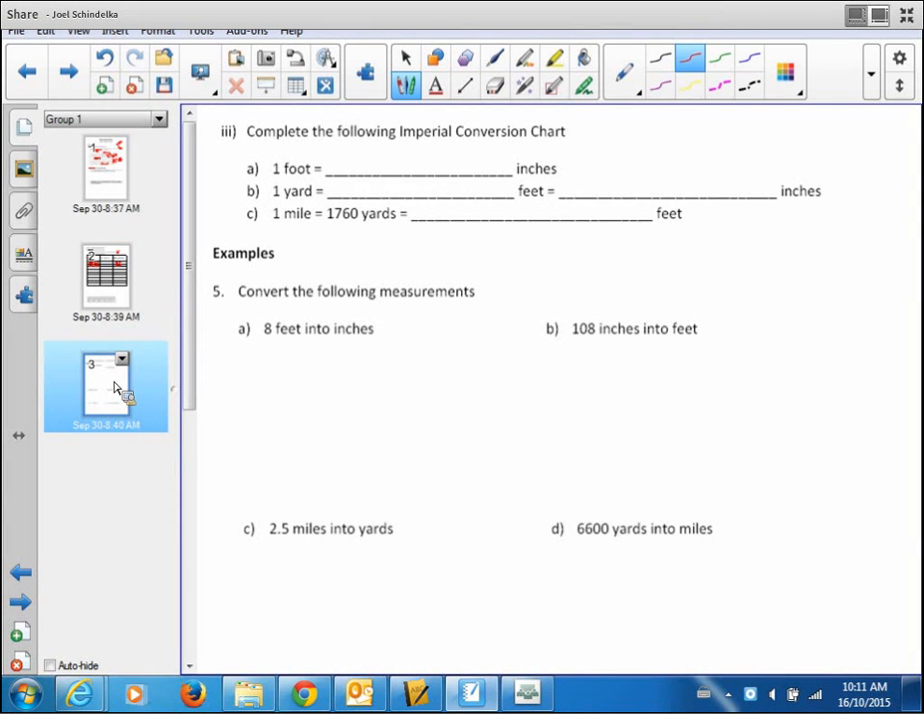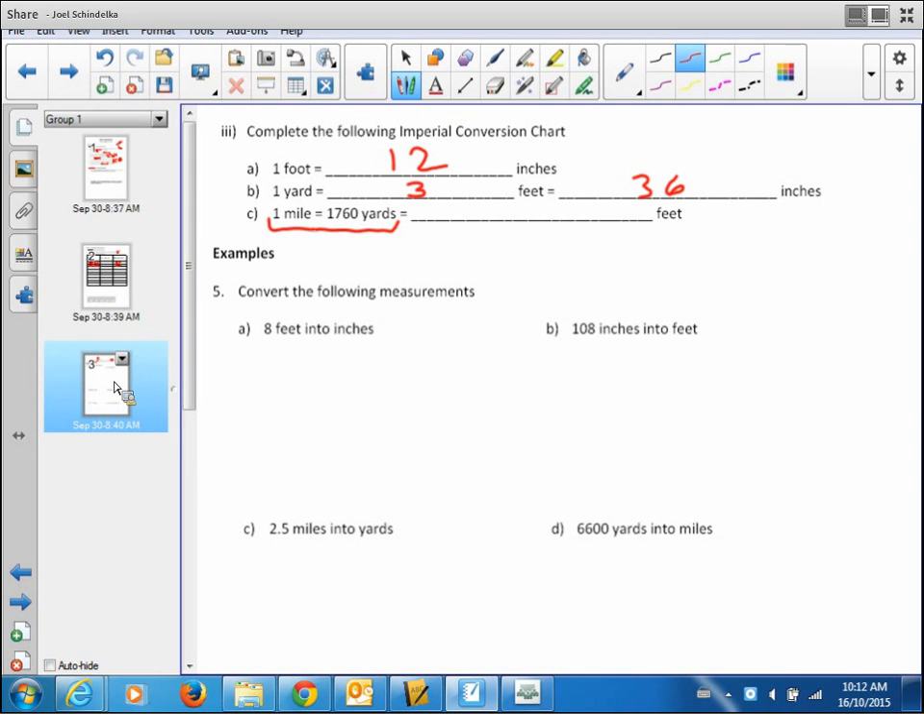1 foot, I mentioned this before. Did you know this? 1 foot is 12 inches? Yeah. Most people know that. 1 yard is 3 feet. That one isn't as common, but that's a yard stick. That is 36 inches. 3 feet is 36 inches. 3 times 12.